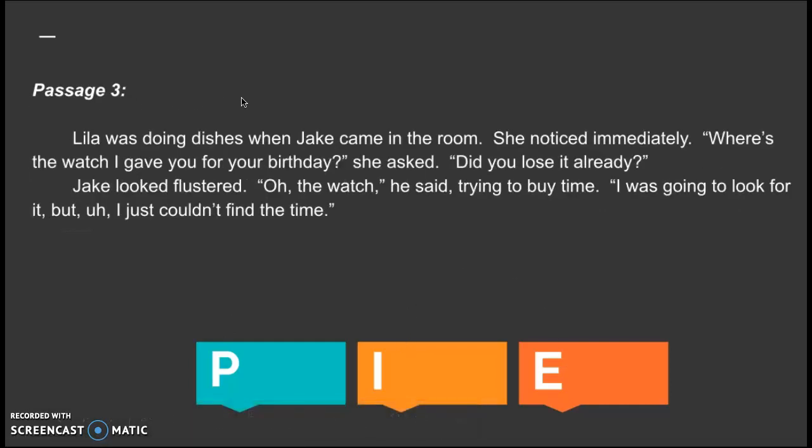All right, now we're going to look at passage 3. Lila was doing the dishes when Jake came into the room. She noticed immediately. "Where's the watch I gave you for your birthday?" she asked. "Did you lose it already?" Jake looked flustered. "Oh, the watch," he said, trying to buy time. "I was going to look for it, but I just couldn't find the time." So go ahead. Is this persuasive, informational, or entertainment writing?